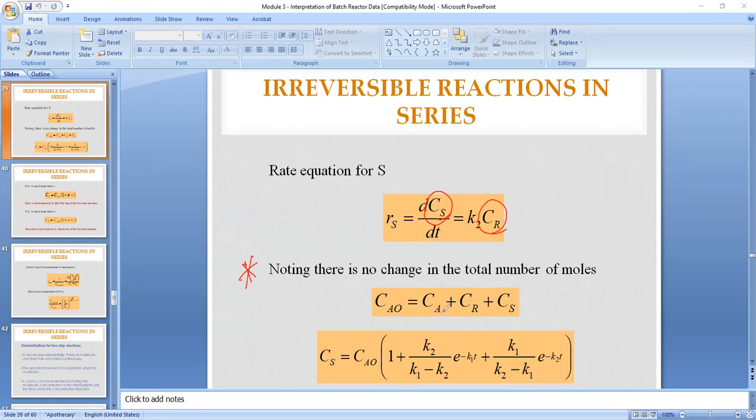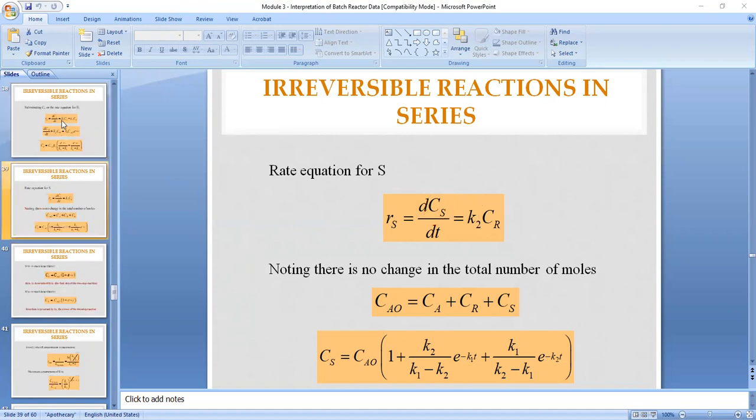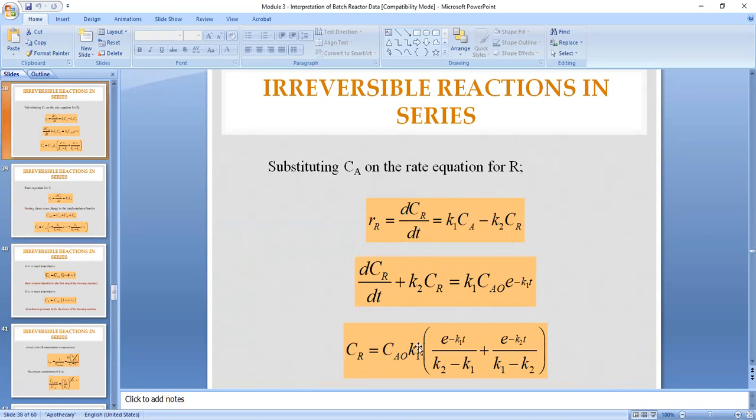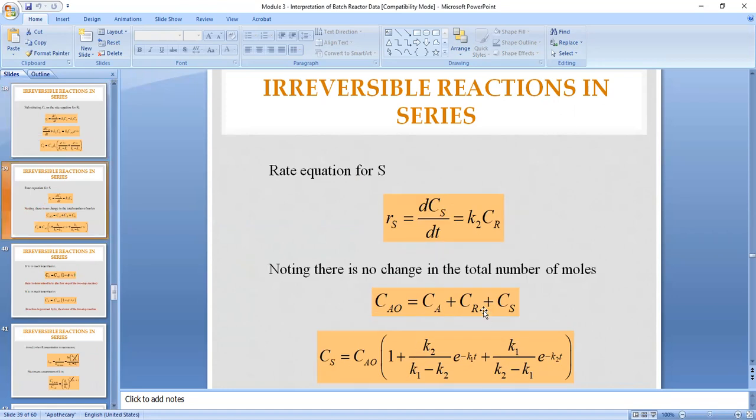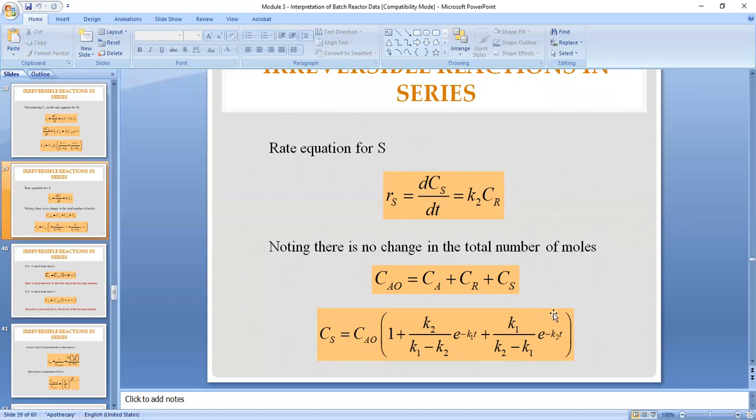Now, given the formula for Ca, which is CaO e raised to negative K sub 1 T, and given the formula for C sub R, we got here on the previous slide, let me just erase. So this is the C sub R formula. You're going to plug in the C sub A and C sub R formula in here, and you're going to subtract it from CaO. Then you have the formula for C sub S. That will allow you, by just using subtraction, to determine the amount of S after some time. If you do that, this is the simplified form of the formula.